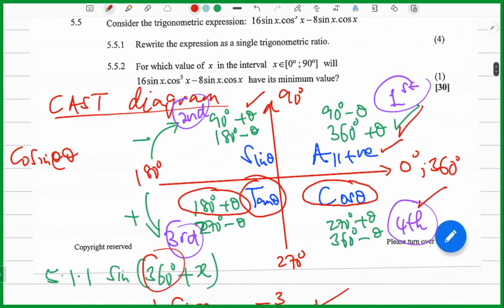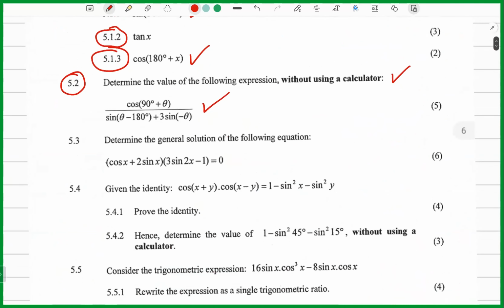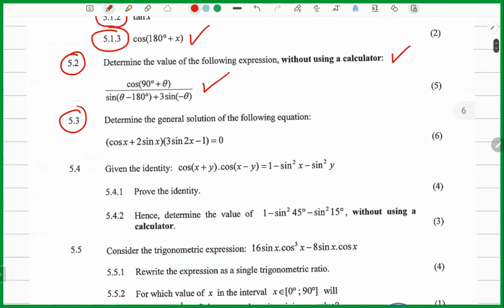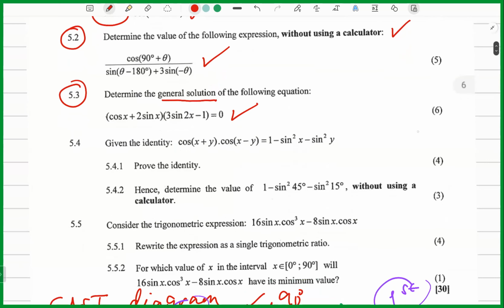Okay, right. So we move to the next question. We're in 5.3. Determine the general solutions. I want us to discuss a concept we call the general solution of the following equation, which is (cos x + 2 sin x)(3 sin 2x - 1) = 0, for 6 marks.